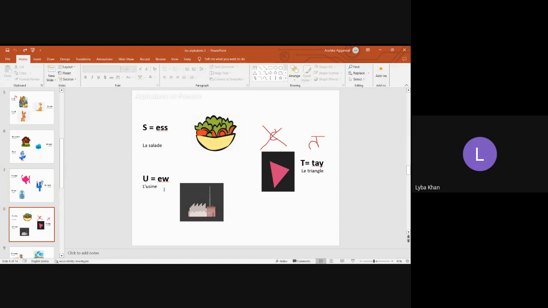Okay. So can you pronounce, Liba? S, T, U. Right. And Mithil? S, T, U. Right. I hope this is clear. Yes, it's clear. All right.